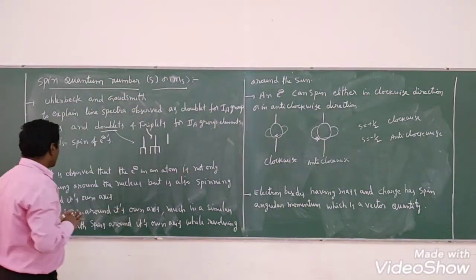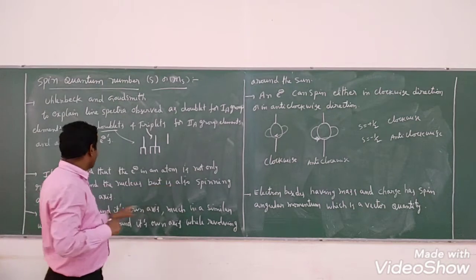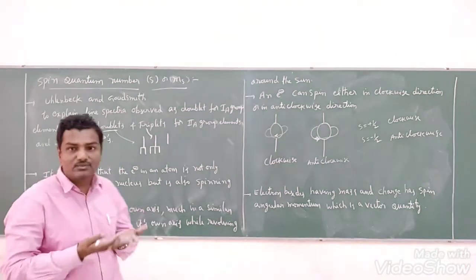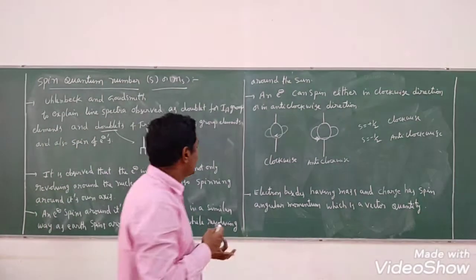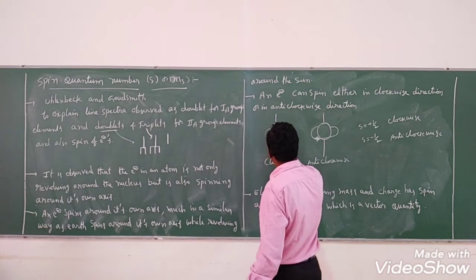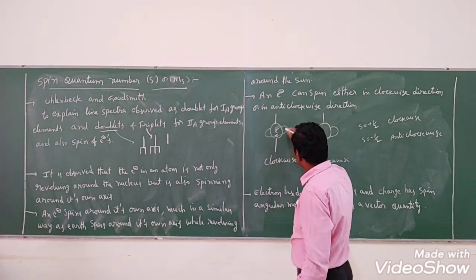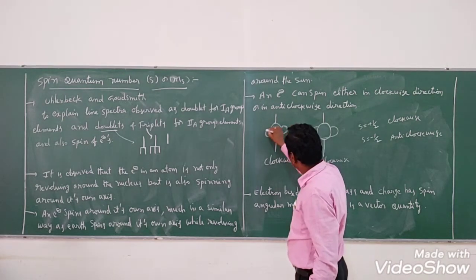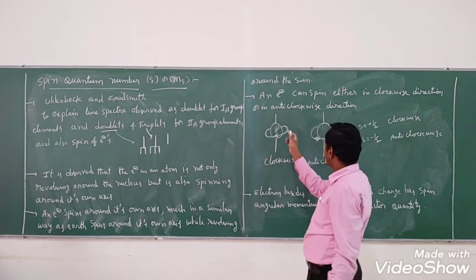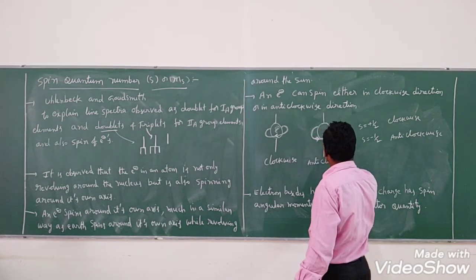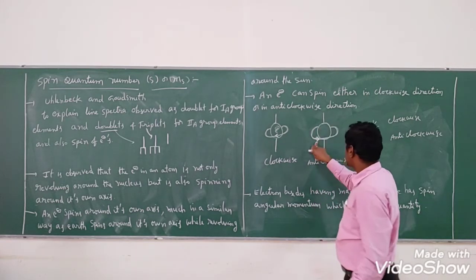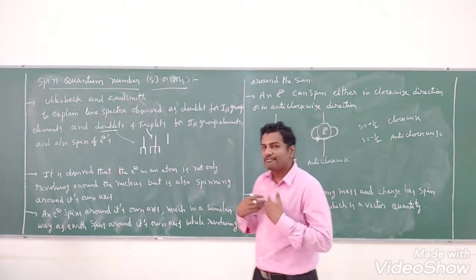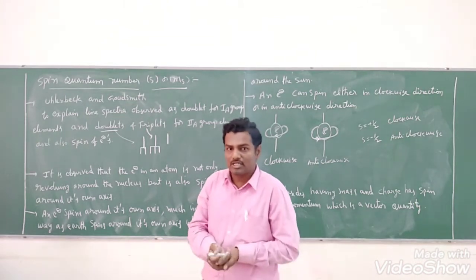Okay? So it is observed that the electron in an atom is not only revolving around the nucleus, but is also spinning around its own axis, students. How it is revolving around its own axis? Suppose if you consider this is an electron, here the electron may revolve around the nucleus in a clockwise manner. This is clockwise direction. Like this means what? Anti-clockwise direction. Here if you consider this is an electron, right? Anti-clockwise direction.